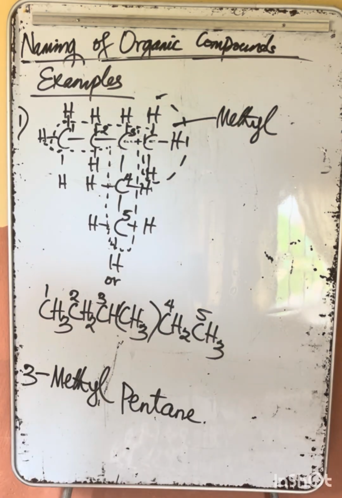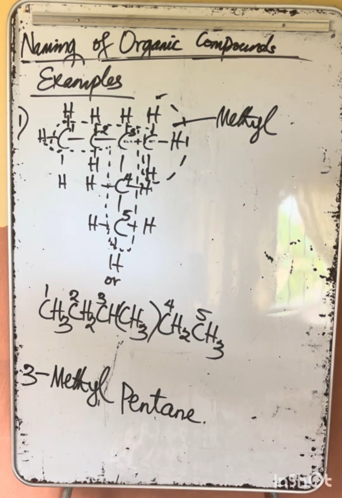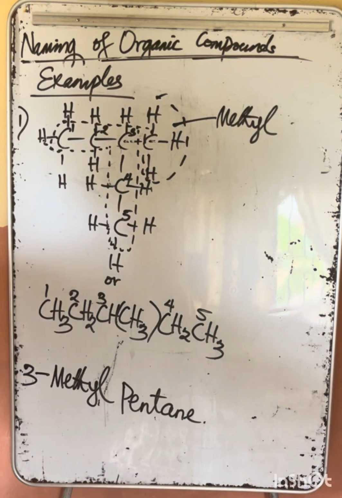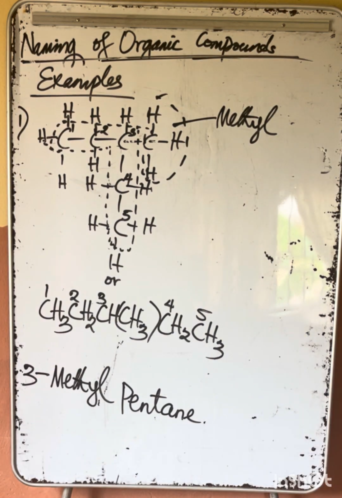That is 1, 2. Why is it pent? Because the longest continuous chain has 5 carbon atoms. Then, why do we have ANE, ane, as the suffix? Because the functional group in this compound is only single covalent bond. I hope this appeals to your senses and it makes sense to you. Okay, that's it for this number 1.